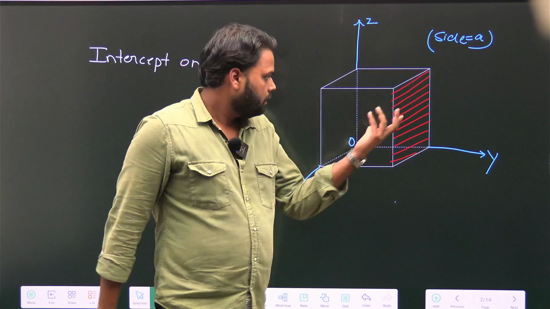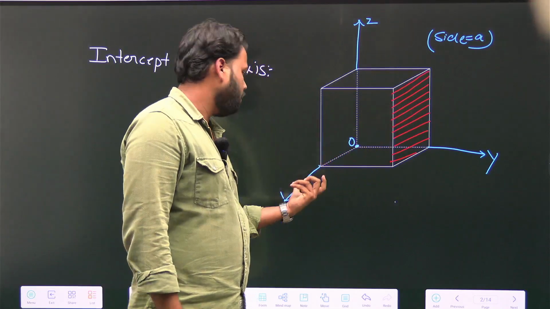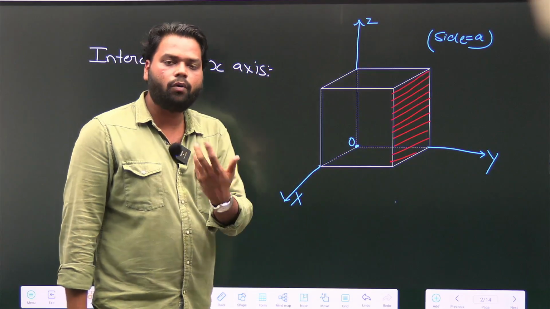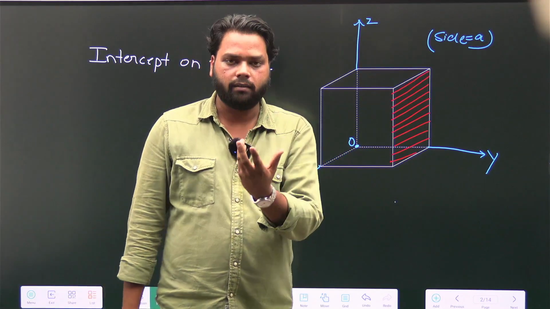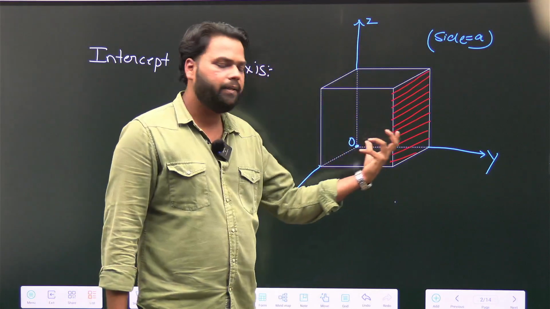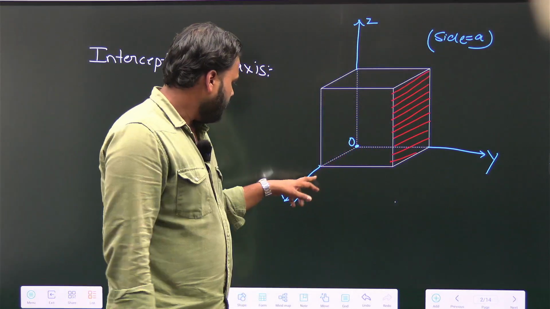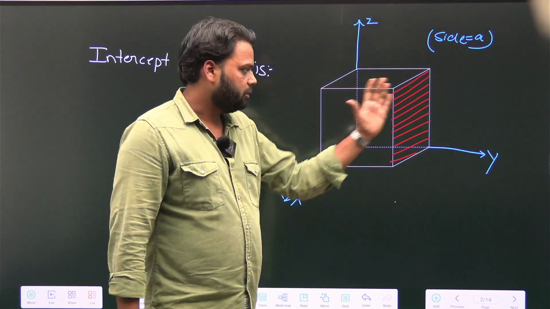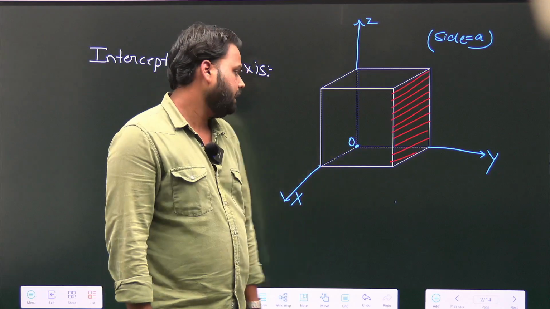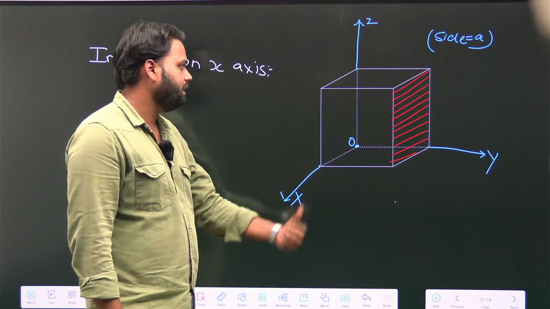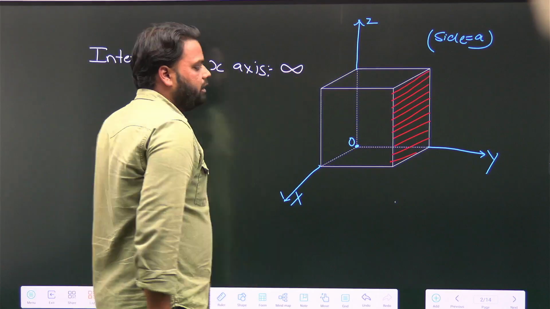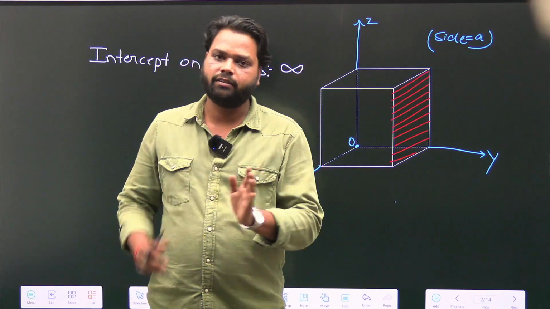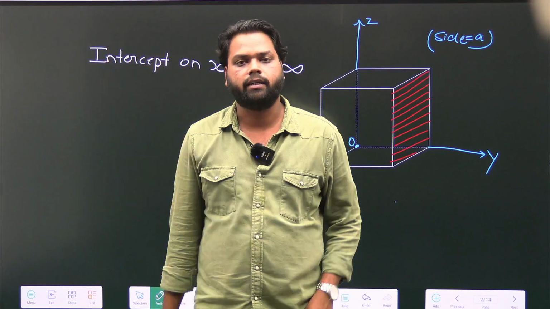See, this plane doesn't intercept the x-axis. This plane is not cutting the x-axis anywhere. Intercept means the cutting, the point where the plane cuts the respective axis. So at what point is this plane cutting the x-axis? This plane does not cut the x-axis, so we suppose that it will cut the x-axis at infinity. It will cut somewhere at infinity.